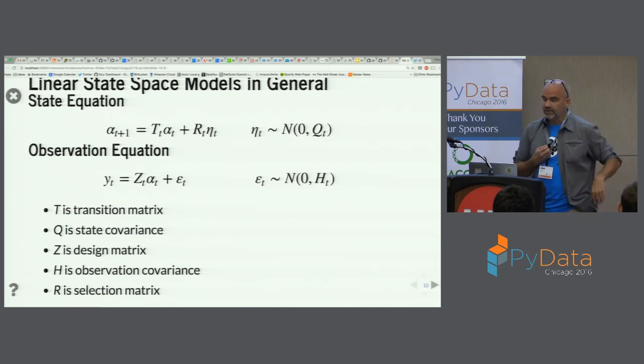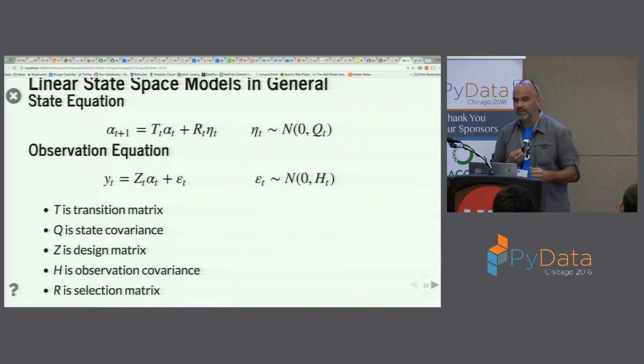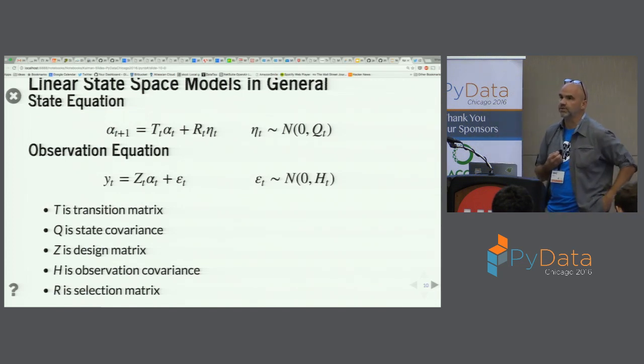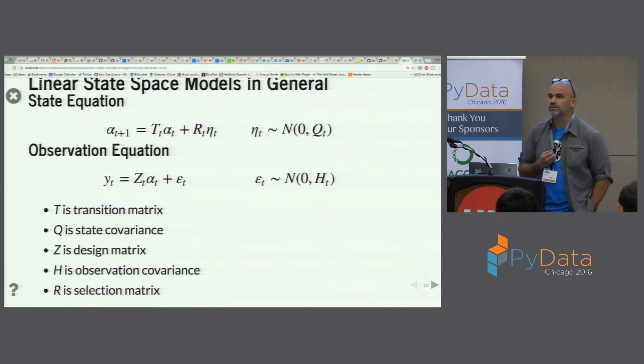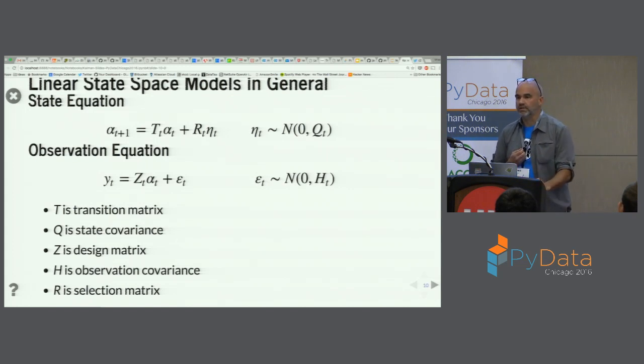So this is what a linear state space model looks like in general. I'll cover this more later, but basically all we've added here are some equations, some terms that make this more generic. In the state equation, we now have these terms T, which is sometimes called the transition matrix, which describes the dynamics from one step to the next step. And this matrix Z in the observation equation is sometimes called the design matrix. It relates how the state values are connected to the observation values.